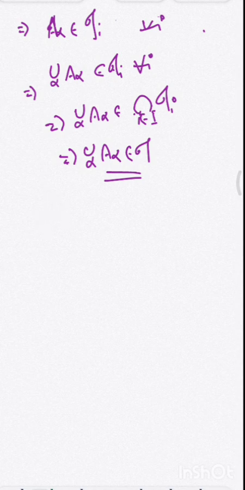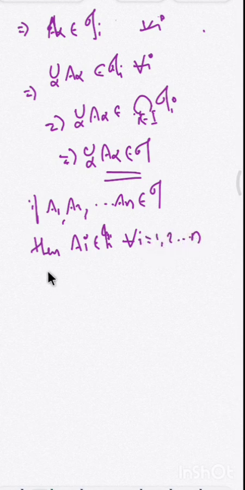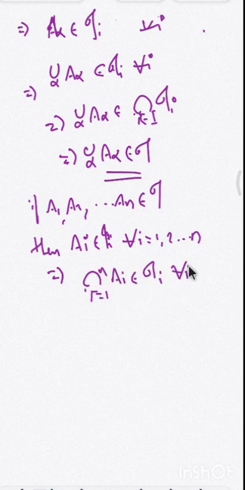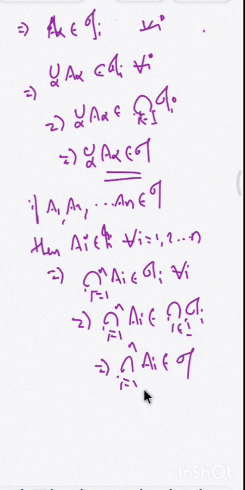Similarly, we can prove that tau is closed under finite intersection. If A_1, A_2, ..., A_n, a finite number of sets, belong to tau, then these A_i belong to tau_i for every i, which implies the intersection of A_i from 1 to n belongs to tau_i for every i, which implies it belongs to the intersection of tau_i, which means it belongs to tau. So tau is closed under finite intersection also. So the intersection of all topologies forms a topology which is weaker than every tau_i in this collection.